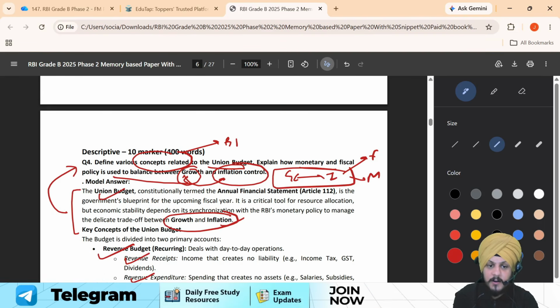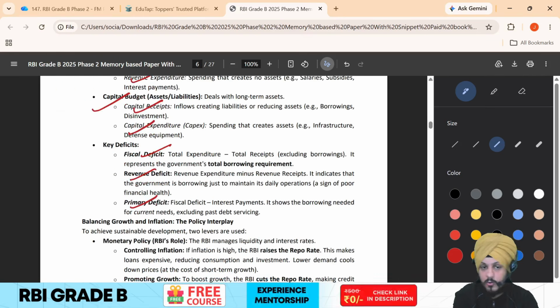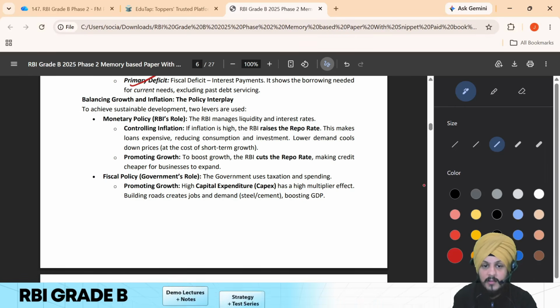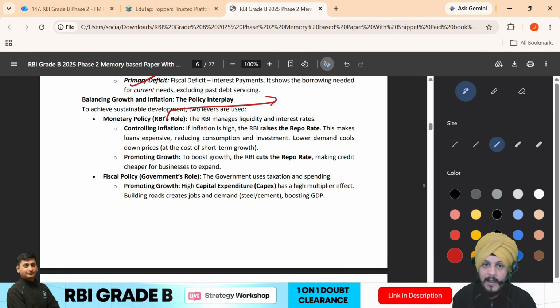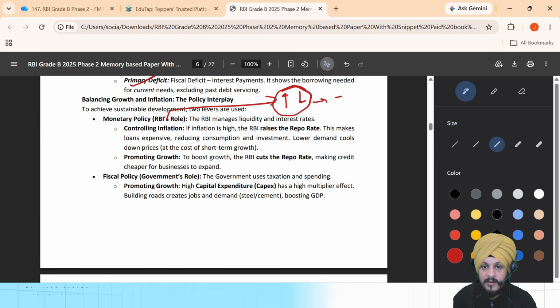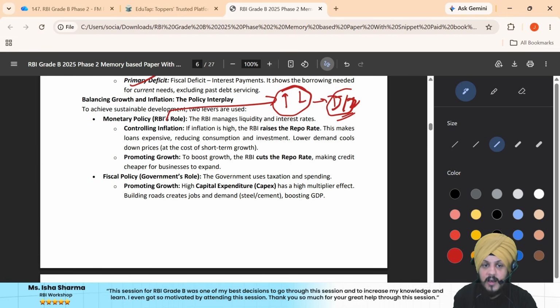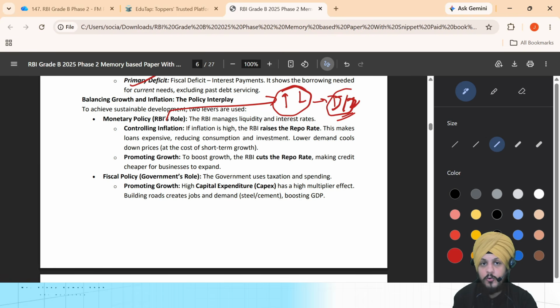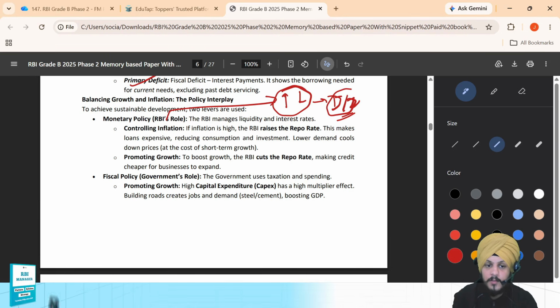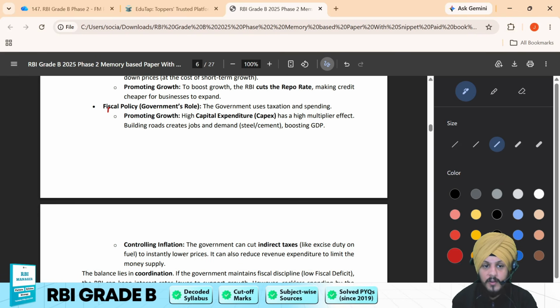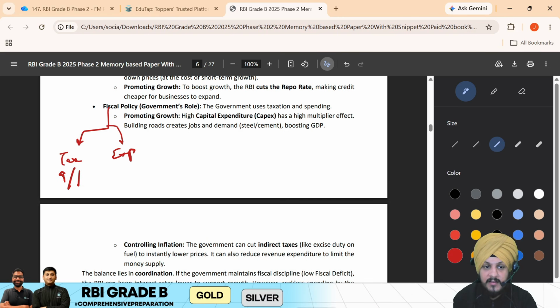Then comes the second part, where it is asking how fiscal policy and monetary policy is used to balance growth and inflation control. This is also a highly doable question, right? Highly doable, that how through the monetary policy RBI is able to maintain a balance between growth and inflation by increasing or decreasing the repo rate, right? You can also talk about other direct and indirect tools that are used by the RBI with the help of monetary policy, through which it is able to control the money supply in the economy, and under different circumstances it can maintain a balance between growth and inflation. Secondly, fiscal policy also, where the government uses two tools, which are taxation and expenditure, right? So the government keeps on increasing or decreasing it, right?